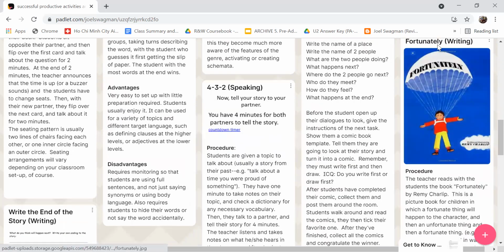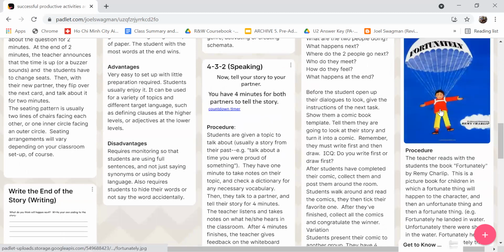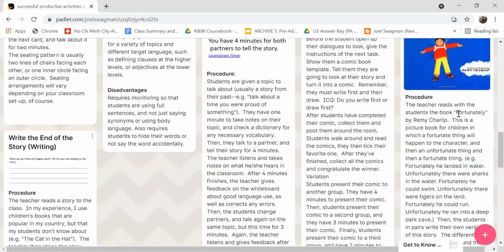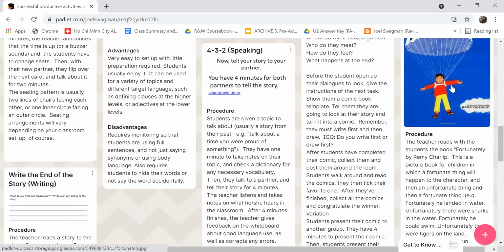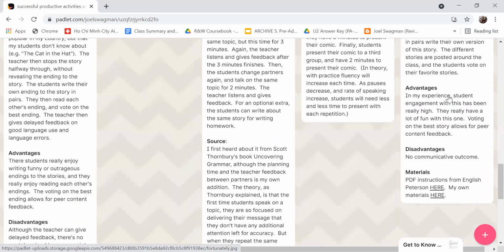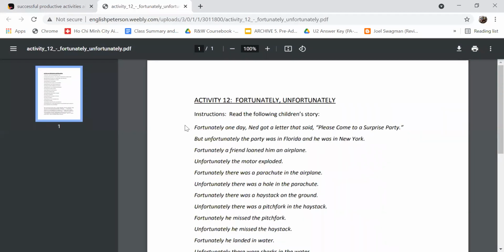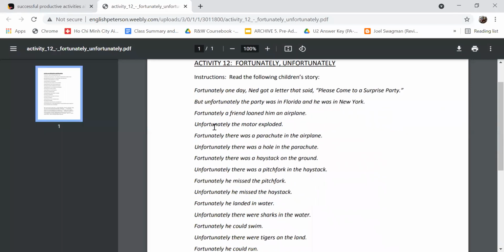Moving down here, another activity is "Fortunately" writing. This is based on the children's book Fortunately by Remy Charlip, which is up here. If you're not familiar with it, you can borrow some of these PDFs which have the text of the book. As you can see here, it goes fortunately, unfortunately, fortunately, unfortunately.